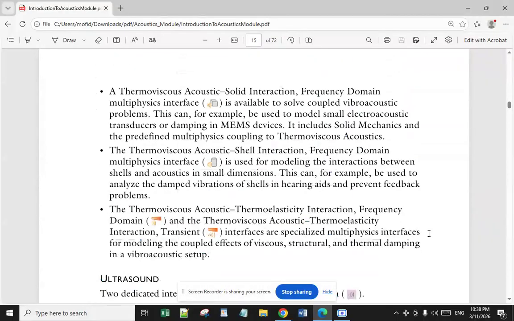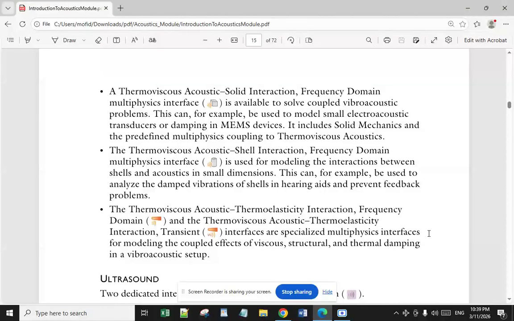multiphysics condition. The next one is the Thermoviscous Acoustic-Solid Interaction, Frequency Domain multiphysics interface, which is available to solve coupled vibroacoustic problems. This can, for example, be used to model small electroacoustic transducers or damping in MEMS devices. It includes solid mechanics and predefined multiphysics coupling to the thermoviscous acoustics.